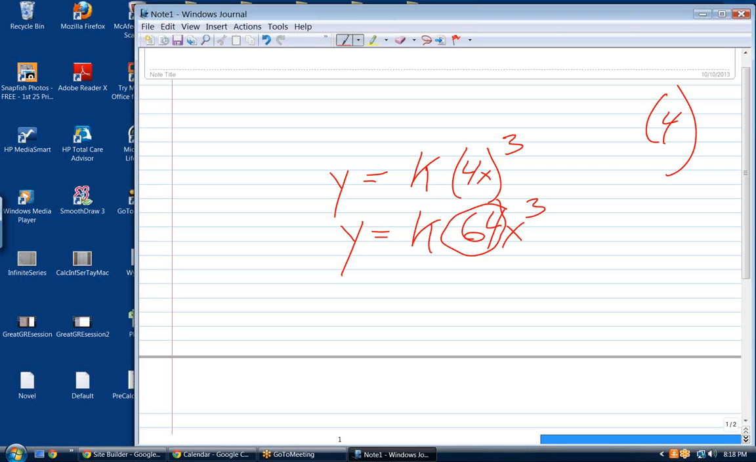Okay. So basically you just plug it in. Yeah, that's the answer. In other words, they don't give you a y and an x, so you can't solve for k. But we can plug in 4x in place of x, and then that whole thing has to be cubed. Right. Okay.